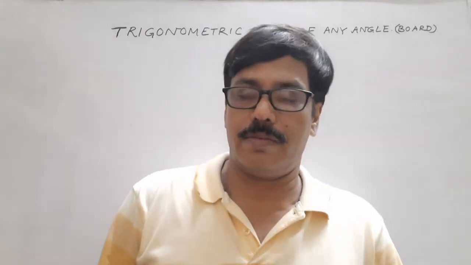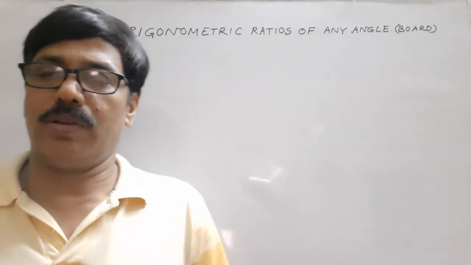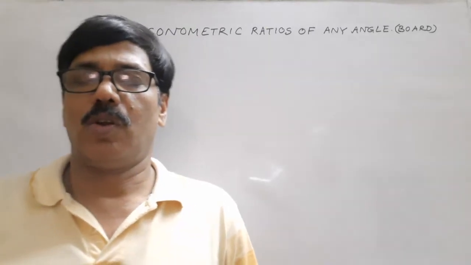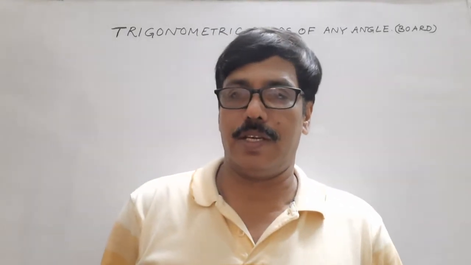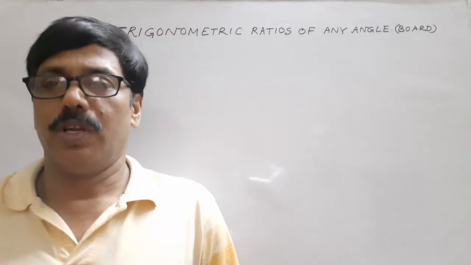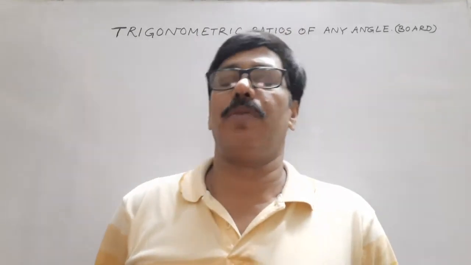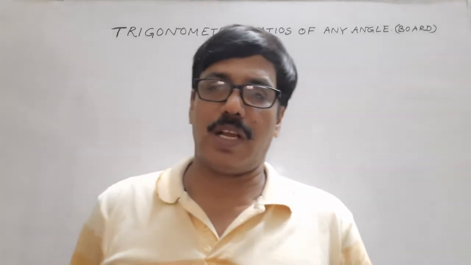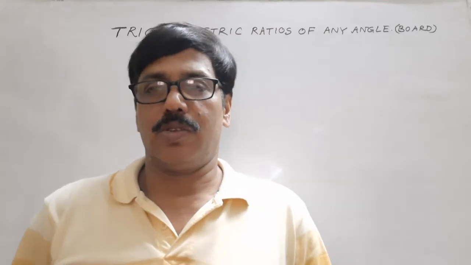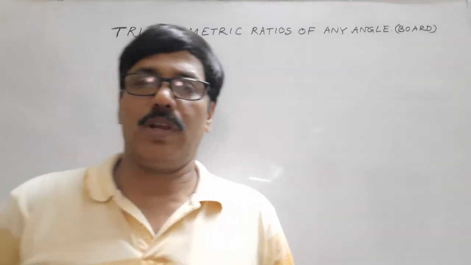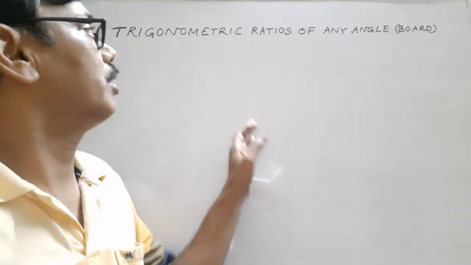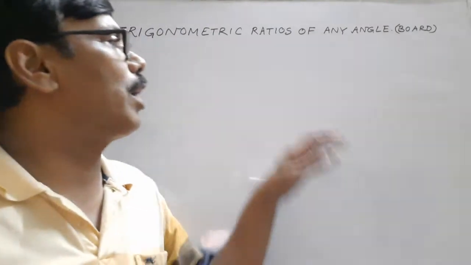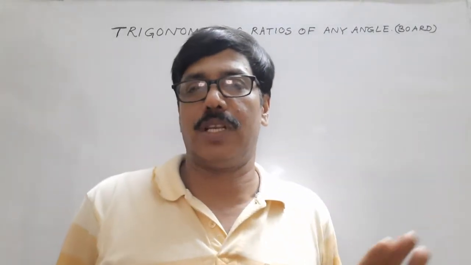In class 10, you have determined trigonometric ratios of angles up to 90 degrees. Now you know a trigonometric angle may be of any magnitude. It may be greater than 90, 1000, 10,000, any value. So today I will try to find trigonometric ratios of any angle. To find it, we need some basic concepts.